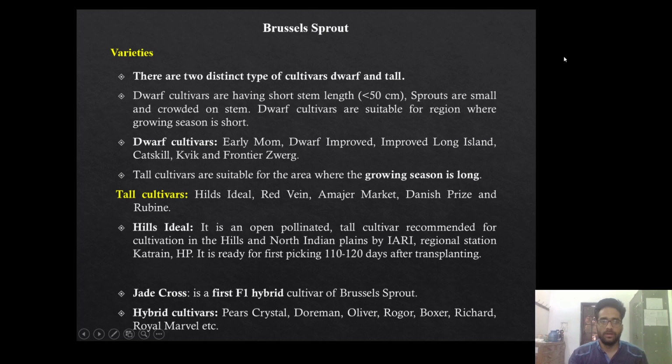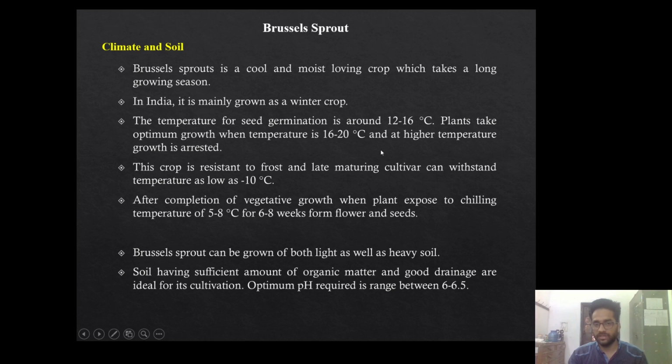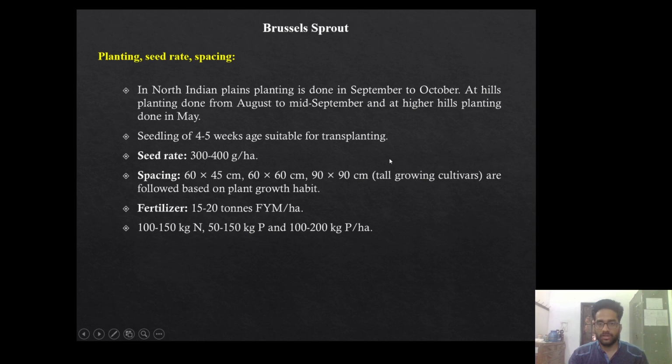Soil and climate are nearly the same, so we are not going to discuss them. And now planting, seed rate, and spacing. The planting is done in September, October in North Indian plains. In hills, it is done in August to mid-September. Seedlings of 4 to 5 weeks are suitable for transplanting. Seed rate is 300 to 400 grams per hectare. Spacing is 60 by 45, 60 by 60, 90 by 90, depending upon the cultivar.